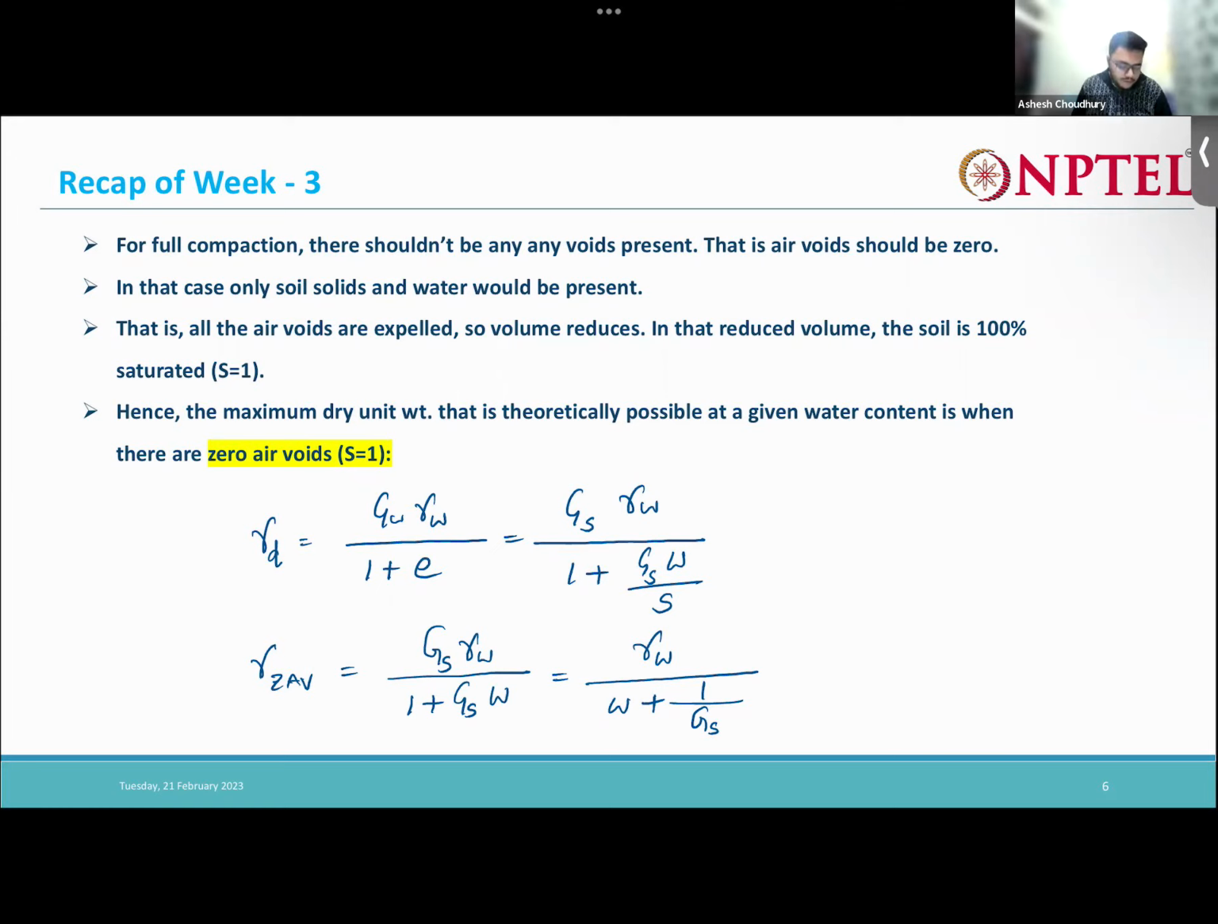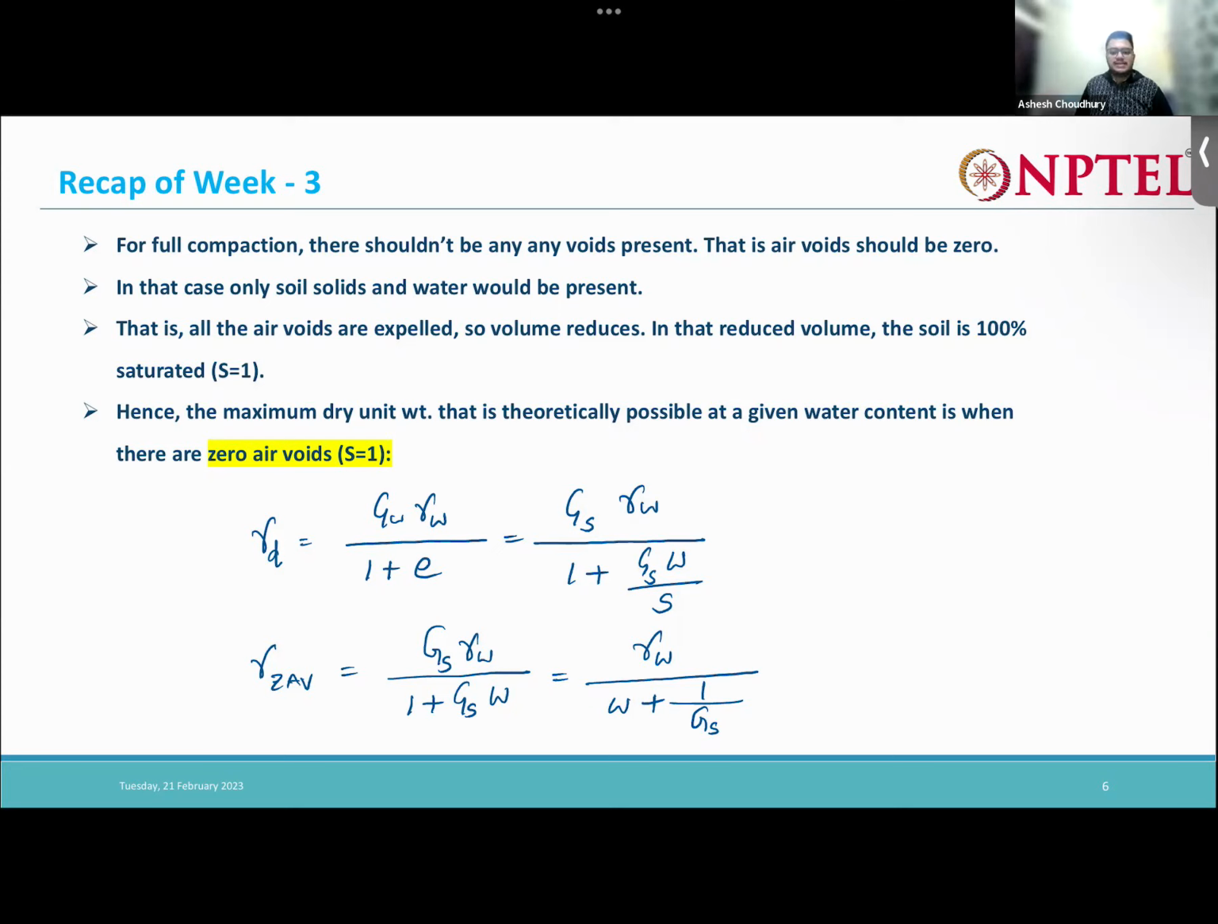So for a full compaction, there should not be any void present. That is, the air void should be 0. So this is a very ideal case. In the theoretical case, you have compacted a certain amount of soil, and during that process you have applied some mechanical energy so well that there are no voids present in the soil. You have totally eliminated the voids present in the soil, right? So remember that for 100% compaction, the air void should be 0.